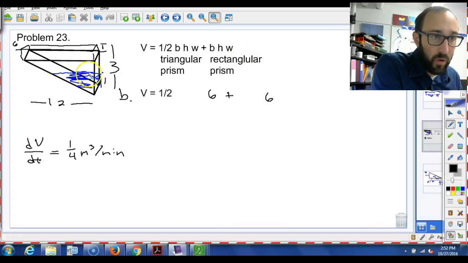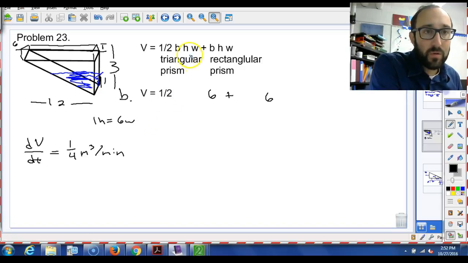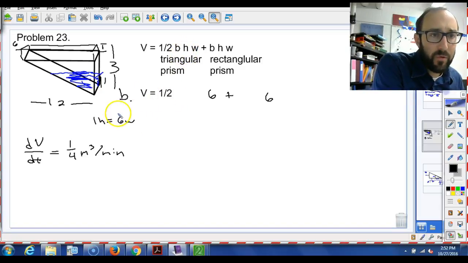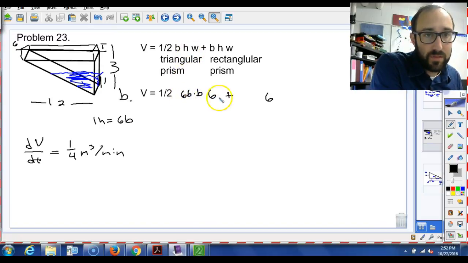All right, so one thing we know about this part, we go 1 in the height, we're going 6 in the width, right? So the 1 height is the same as going 6 in the width, right? Or, I guess I called it a base before, so we're going to say 6b, not 6w. So we're going to say 1h is going to be 6b times b times 6.